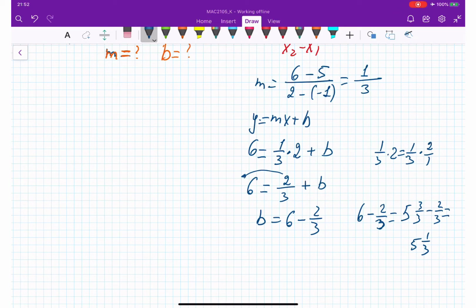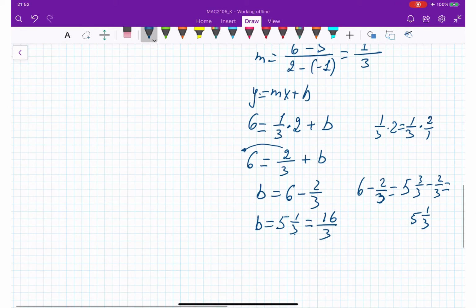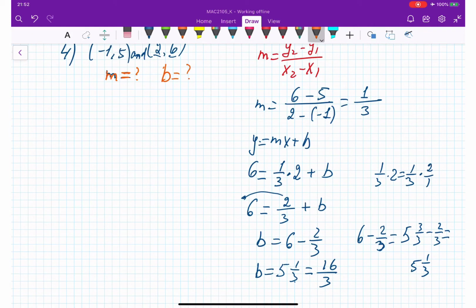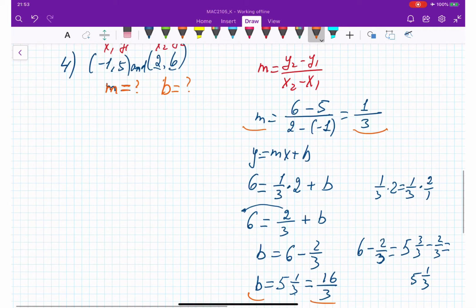Okay. So b is equal 5 and 1/3, or write down in the format of improper fraction. 5 times 3 is 15, and 1 will be 16 over 3. Okay, so we have m, we have b. So my equation is going to look y is equal, m is 1/3 times x, and plus 16 over 3. Okay, let's bring to common denominator.